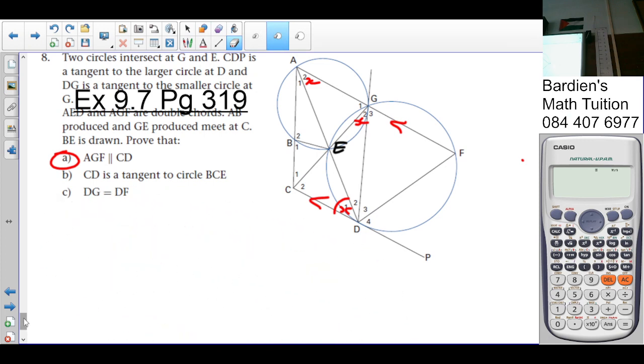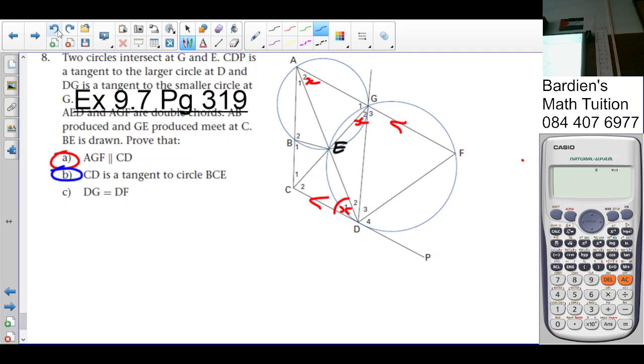Okay. Then B says CD is a tangent to the circle through BCE. People, if this was a tangent, what would we have known? That C2 is equal to B1. So in other words, we must prove that C2 is equal to B1. Okay, so now I can bring a y in.